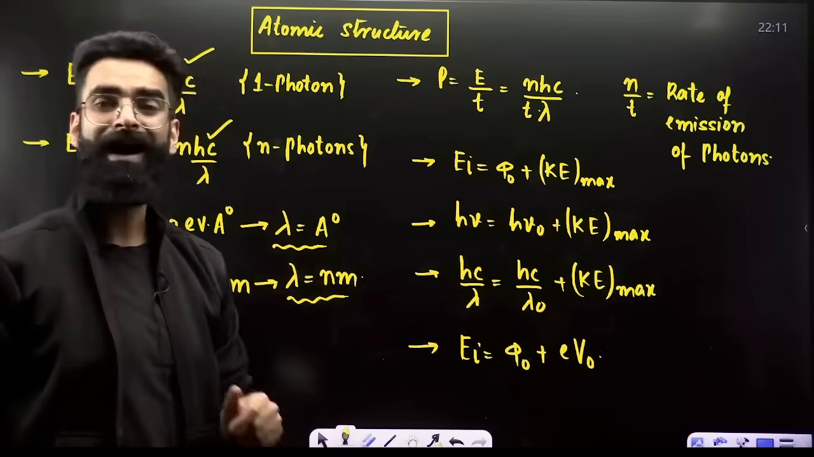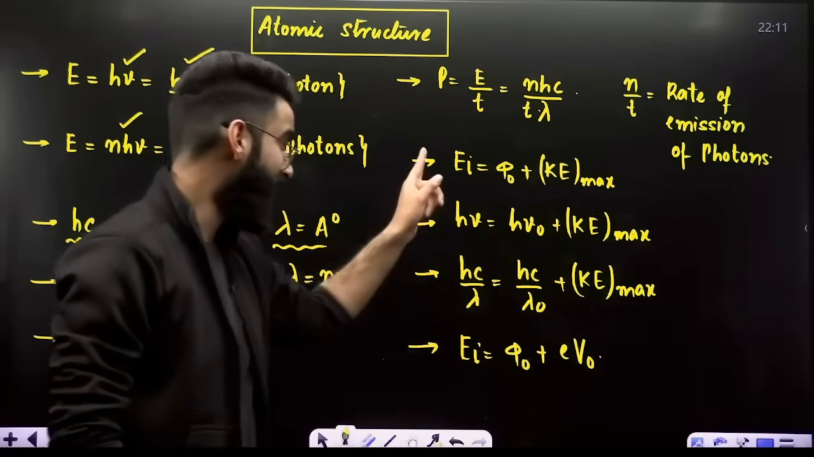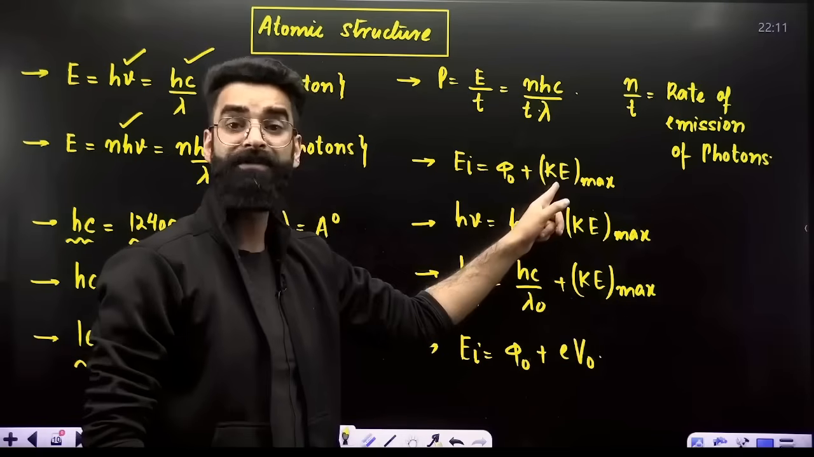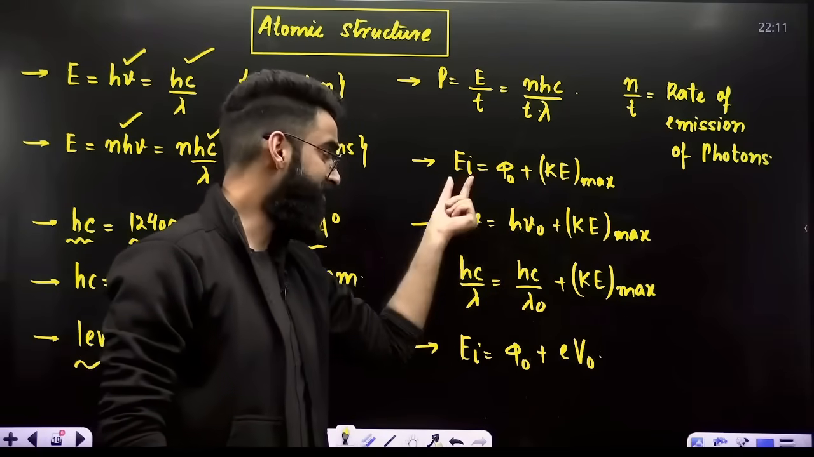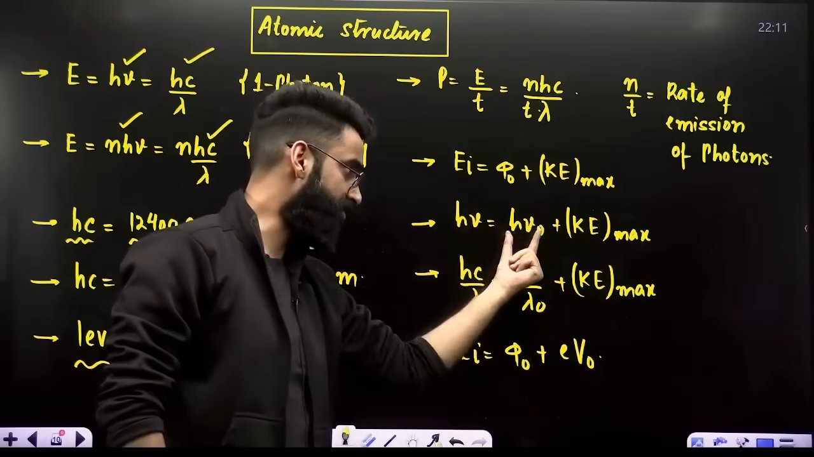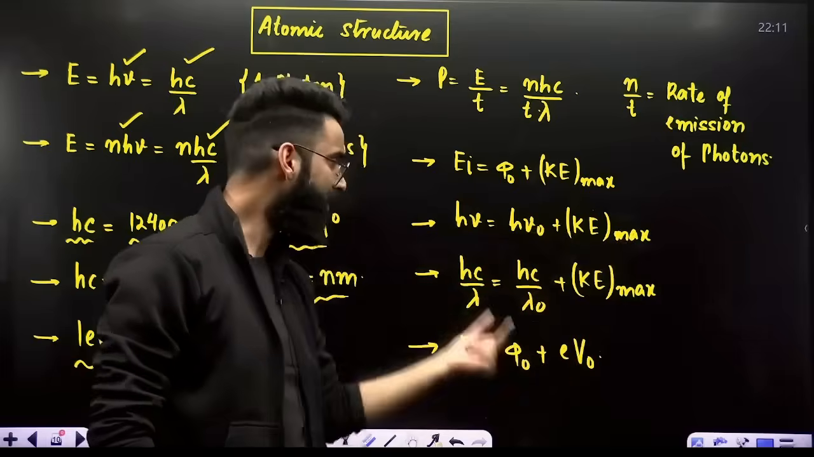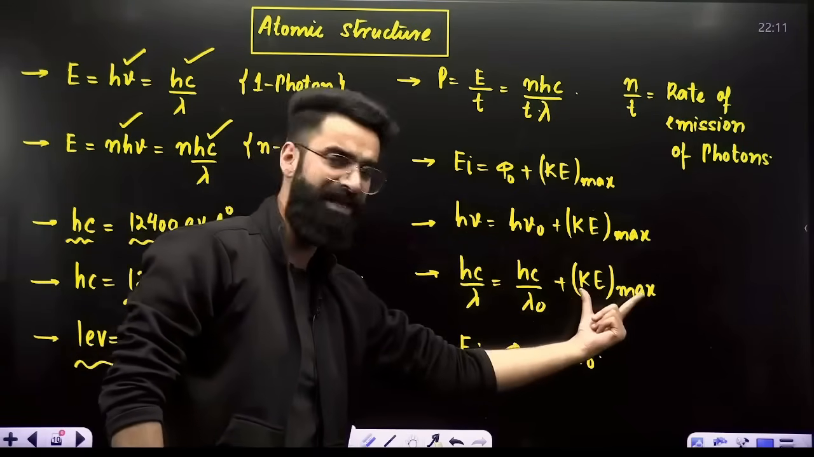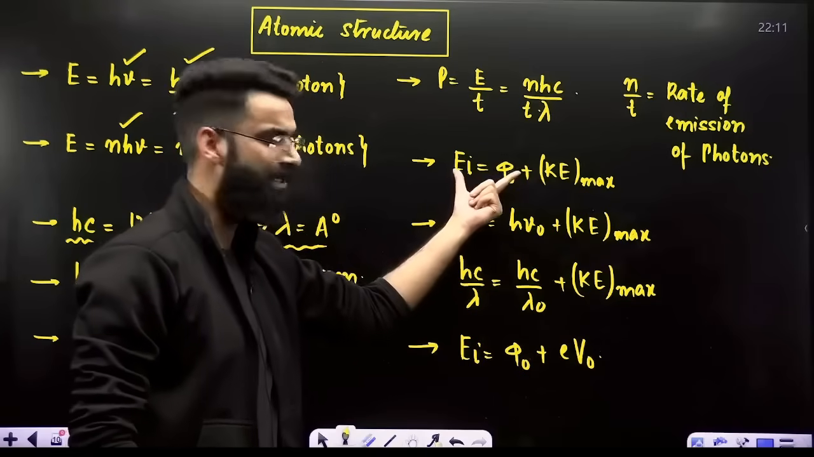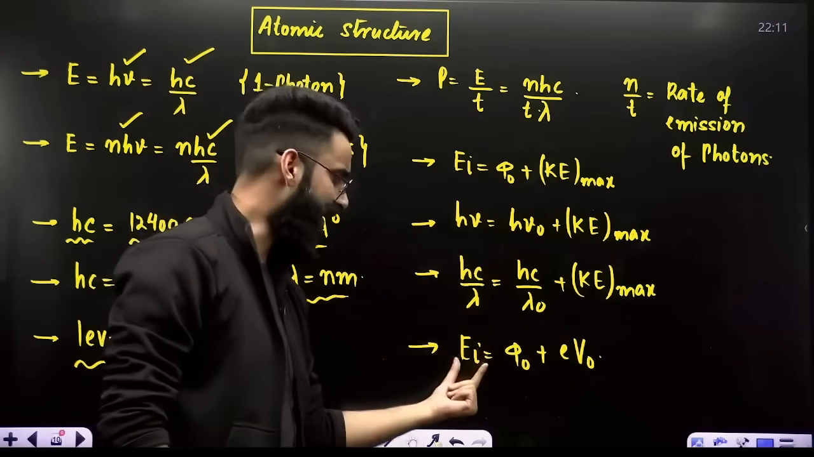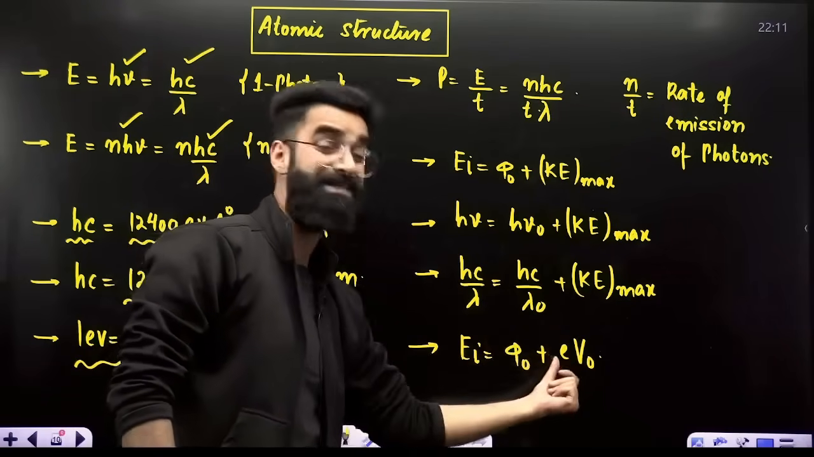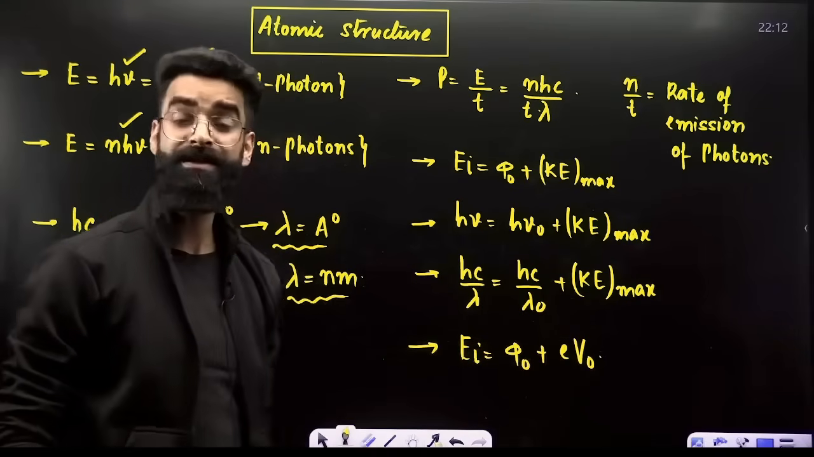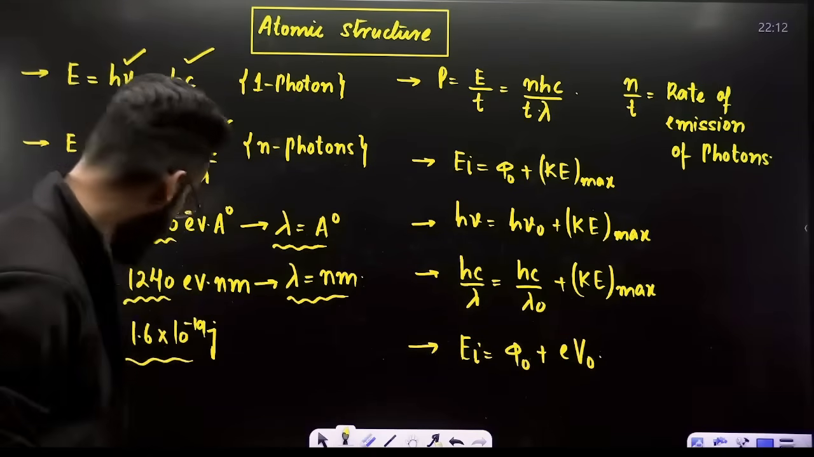Now comes to the Einstein's photoelectric equation. Incident energy is equal to work function plus kinetic energy maximum of the photoelectron, right? Incident energy you can write as h nu is equal to h nu naught plus KE max, or instead of h nu you can write hc by lambda. This will be hc by lambda naught. This is KE max. Or you can write the same equation in terms of stopping potential as well. You can write incident energy is equal to work function plus eV naught, where V naught here is not the threshold frequency. V naught is the stopping potential here, right?